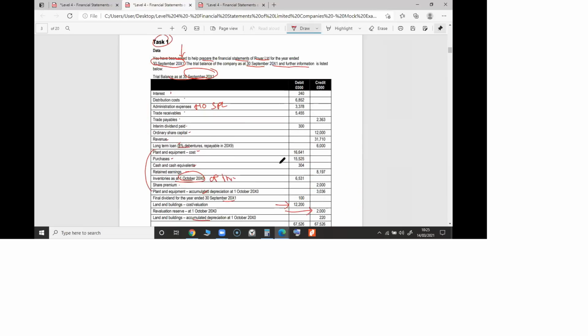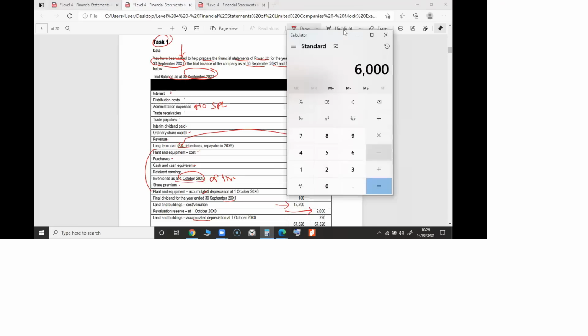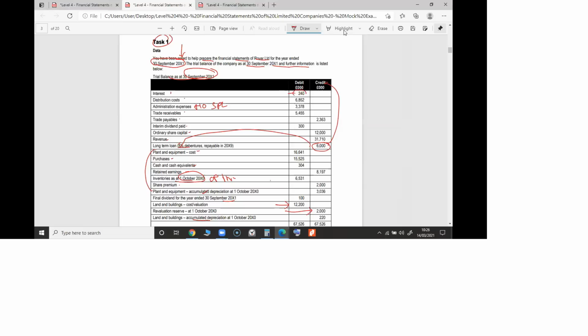So what is the interest? Interest 240. And what is the long-term liability? Look at this, £6,000. By the way, 6,000 is basically 6 million, but 6,000 we're going to talk about. 8% interest. Let's do it. 6,000, you can do it. You better do it. Times by 8 percent. 480 is the interest, but we paid half of it. 240 basically. Can you see the 240 on the screen?